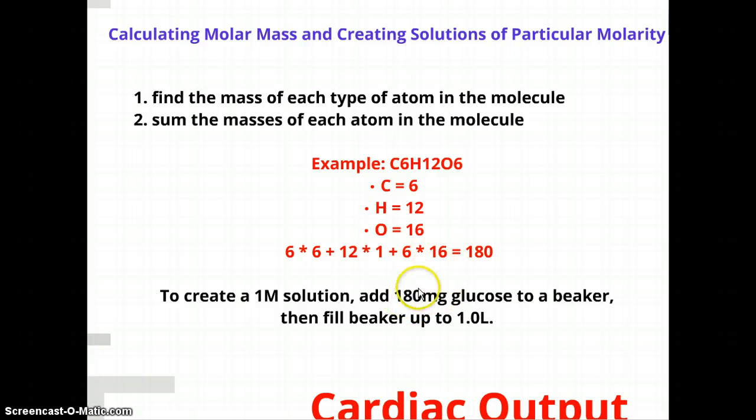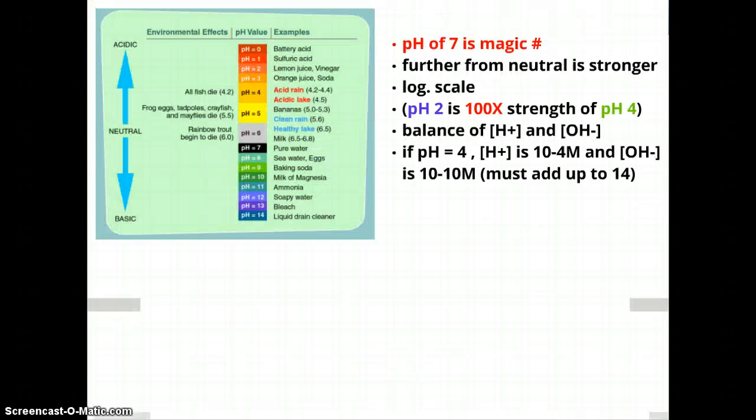So in this instance, it's 180 milligrams per mole. So if you need a 1 molar solution, you put 180 milligrams of the solute in the beaker and then fill it up to 1 liter. So if you know you need a liter of a half concentration or 0.5 molar solution, you just cut that in half.